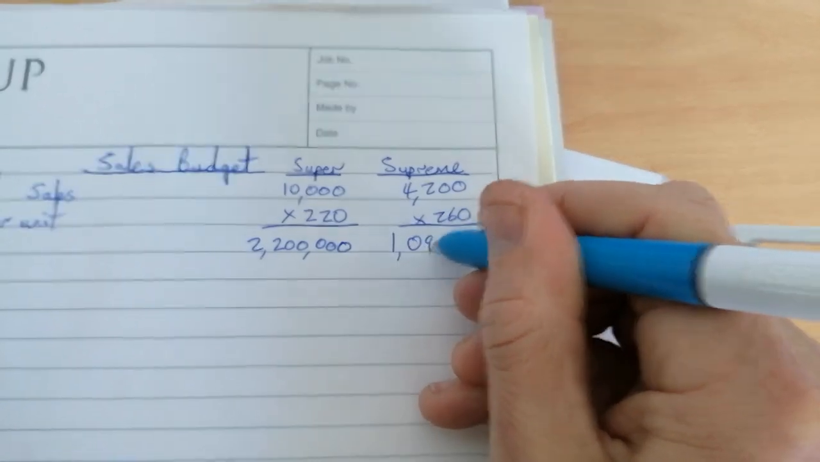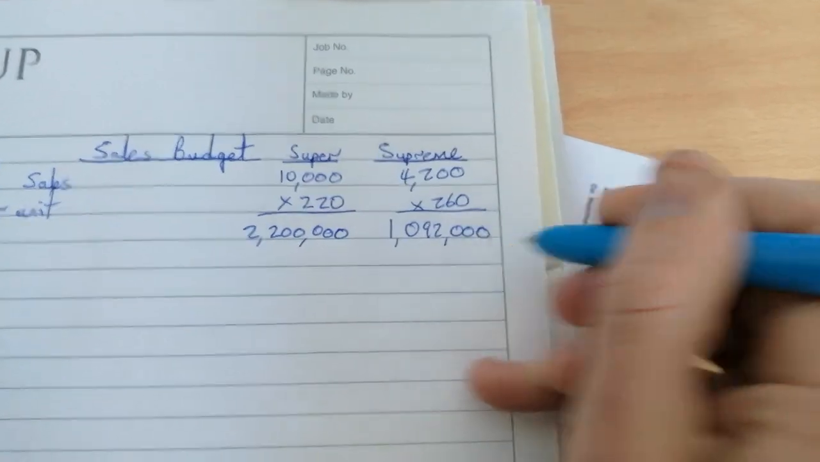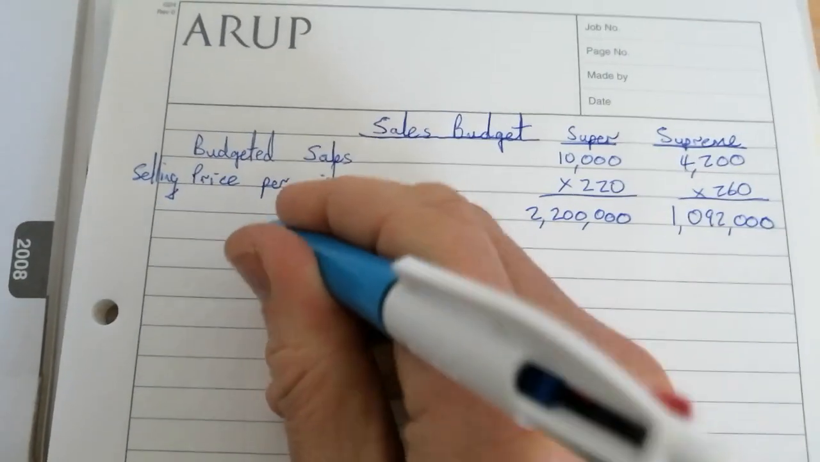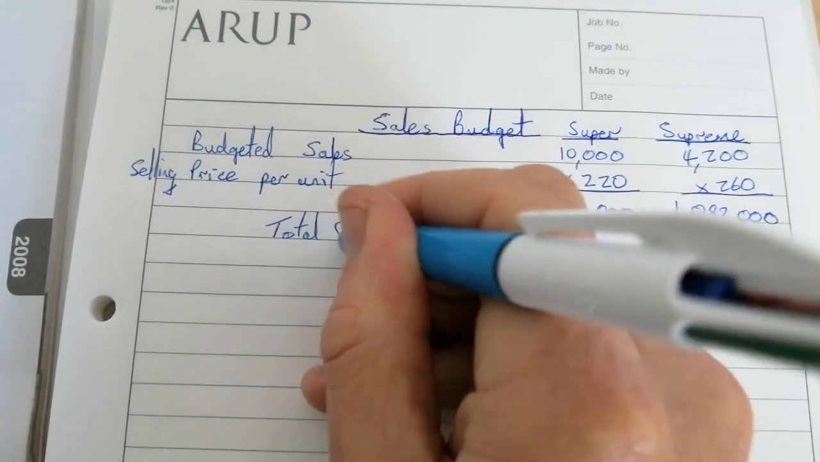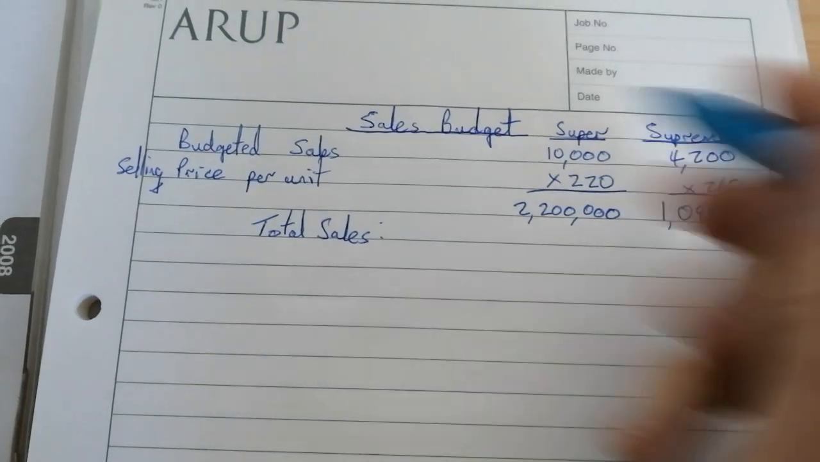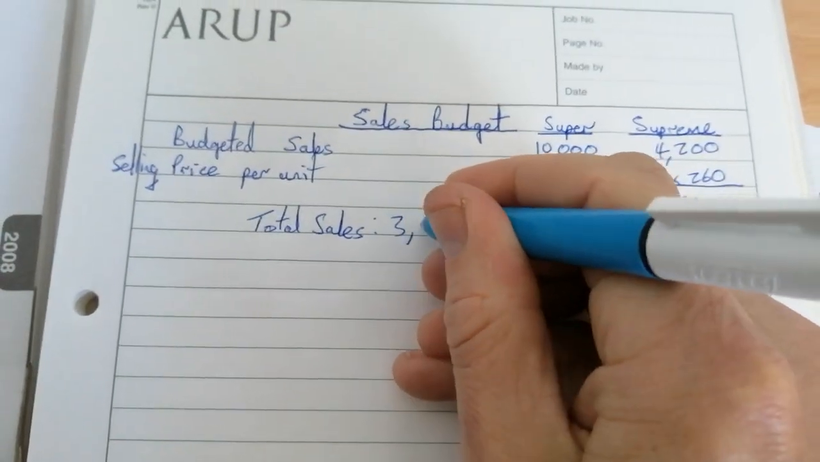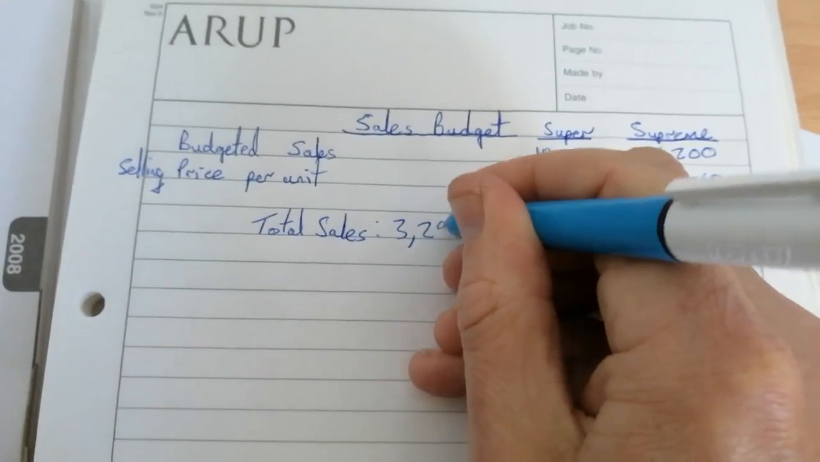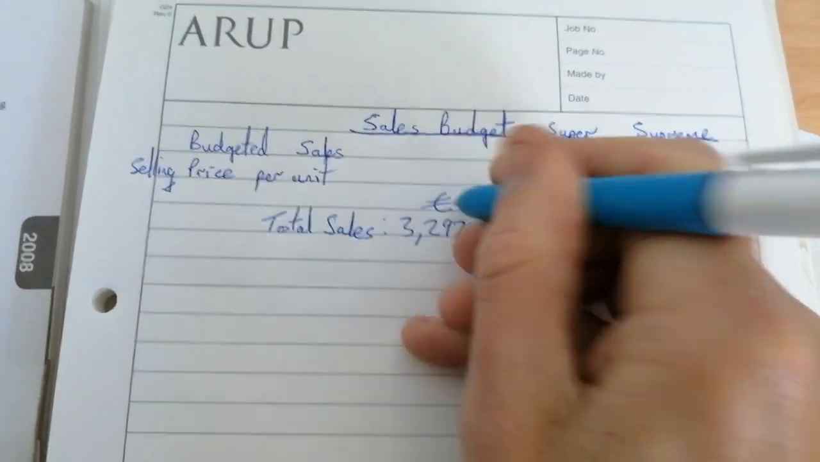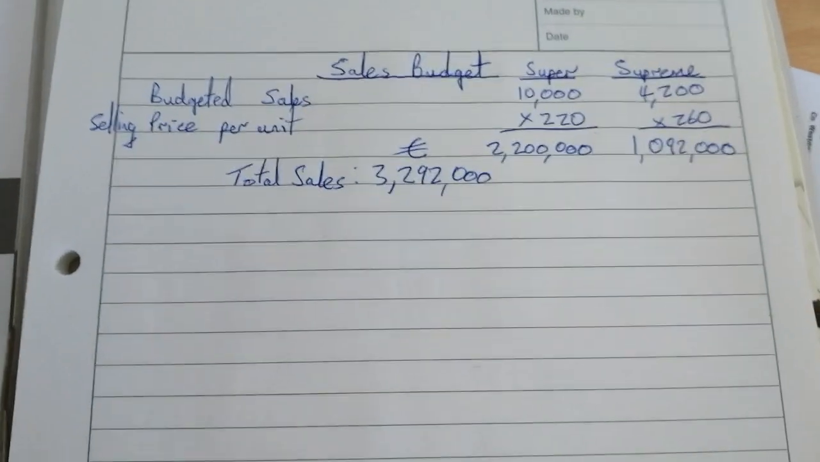I'm going to say 1,092,000. You might need to double check my figures as you go along. So that's the sales budget, and again, we need the total sales figure for further on down the question. If we add the two of these together, that's 3,292,000, and it's euros, isn't it? So that's the total sales figure.